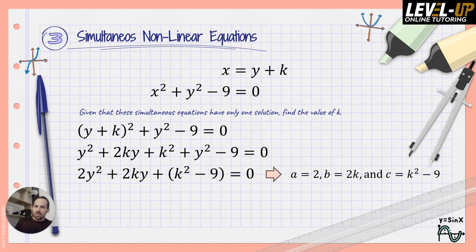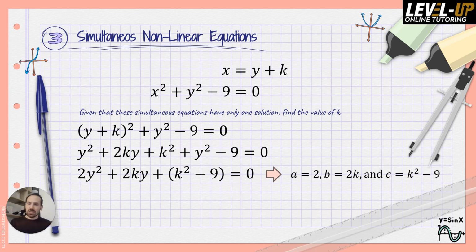And this is then where we invoke that piece of information where we're told that these simultaneous equations only have one solution. Now, think back: when we're told how many solutions something has, what does that correspond to?